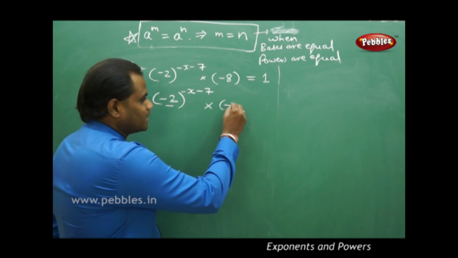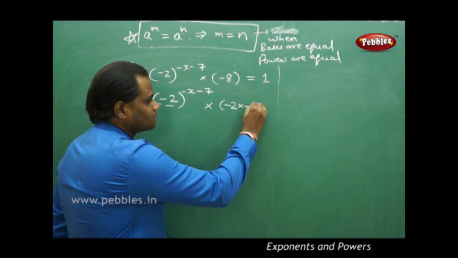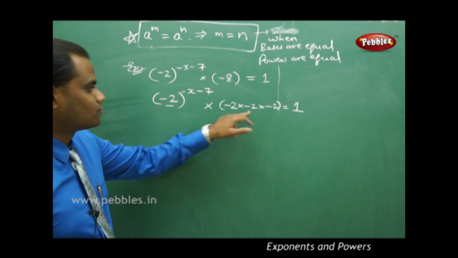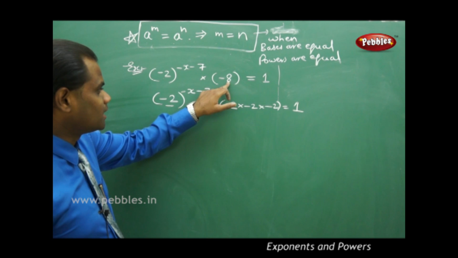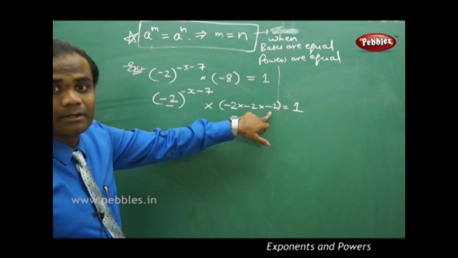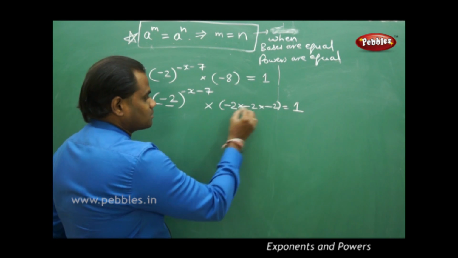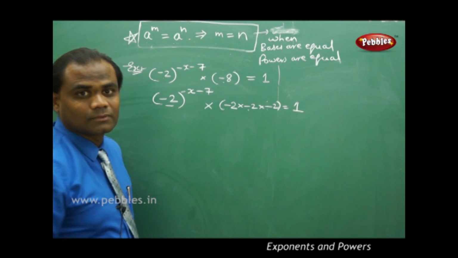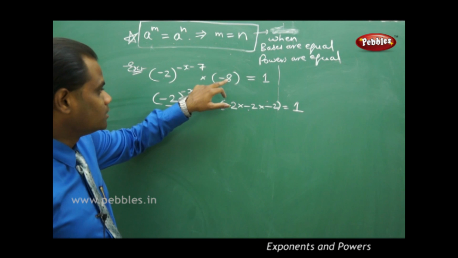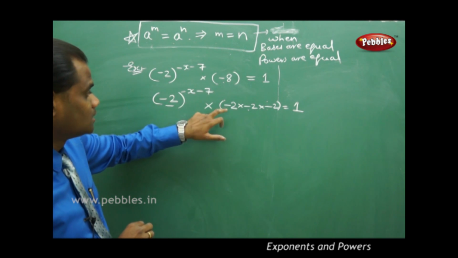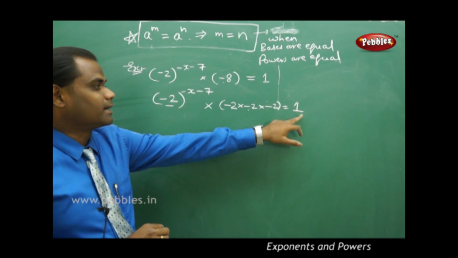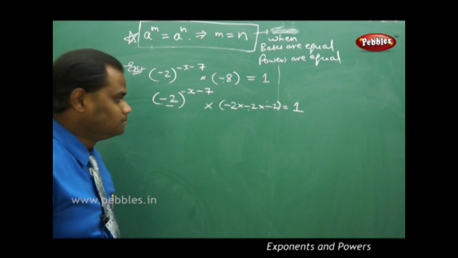So here minus 8 can be written as minus 2 times minus 2 times minus 2, because 2 multiplied 3 times gives me 8, and minus would be retained when I multiply minus 3 times, because minus into minus is plus, plus into minus is minus. So it retains minus, therefore this equation can be written as (-2)^(-x-7) times (-2) times (-2) times (-2), and that 1 on the right hand side is undisturbed.